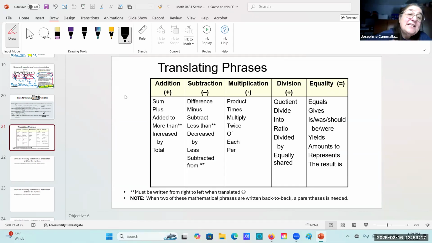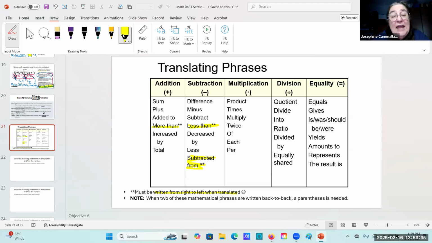Now, let's use these phrases. And again, I want to draw your attention to this phrase, and this phrase. We are writing them from right to left.